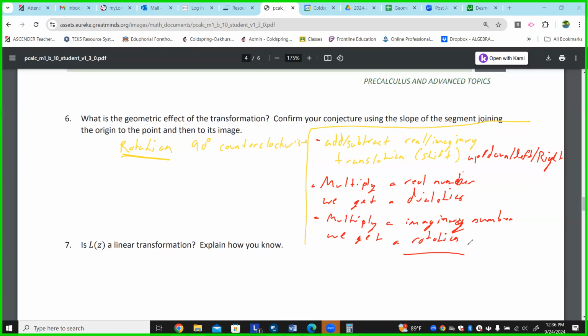It's bigger or smaller. So think of it like this: a translation, I just shift; a dilation, I get smaller or bigger; and then a rotation, I literally rotate. Those are your 3 types of transformations.